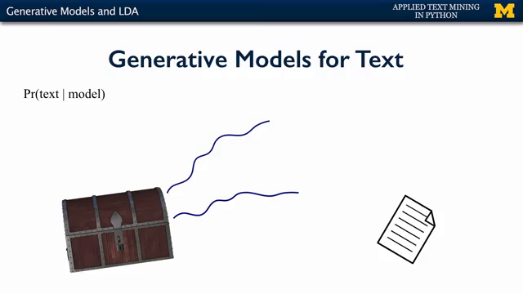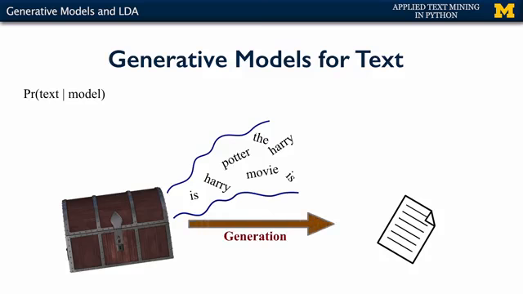So when you start pulling out words, you start seeing words like this. You have Harry Potter is, and then you have other words like movie and these and the and so on. Already, by just looking at the first two words, you know that this chest kind of gives out words about Harry Potter. So this is some word distribution that favors words coming from Harry Potter. And then you can use these words that come out to generate this document.